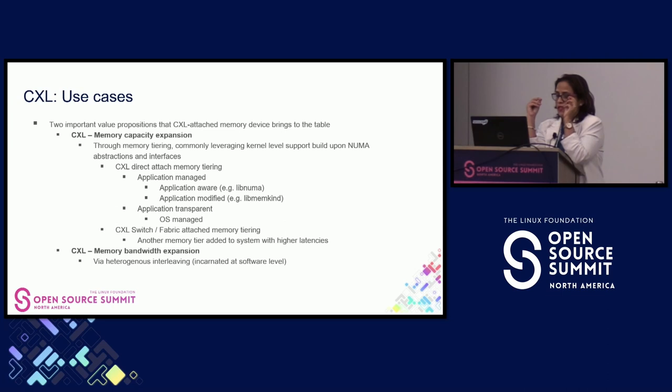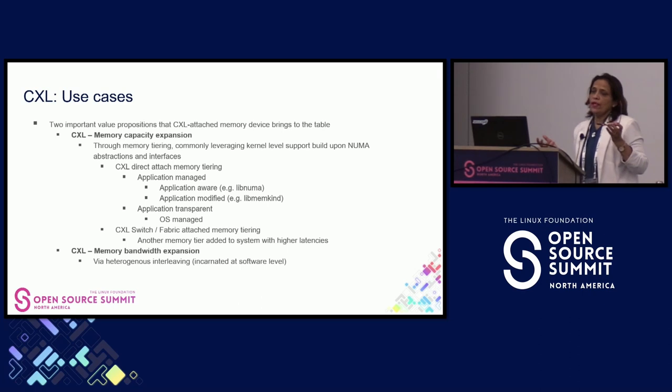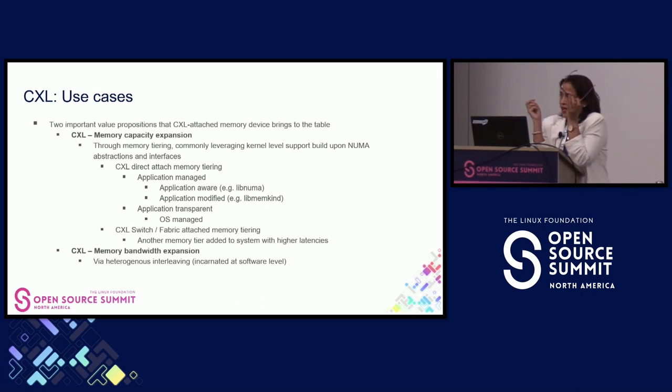Now, in the case of CXL memory capacity expansion, the configuration would be CXL memory directly attached, or CXL memory behind a switch or fabric manager. As the CXL protocol has evolved, the functionality for a CXL switch was added in the CXL 2.0 specification, where multiple memory devices can be connected to the switch. And with the evolution of the CXL 3.1 specification, more memory devices can be connected through the fabric manager.